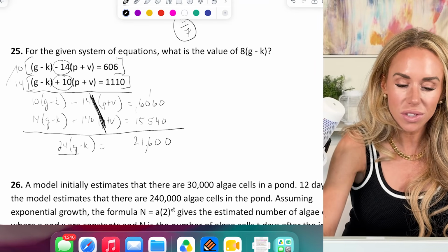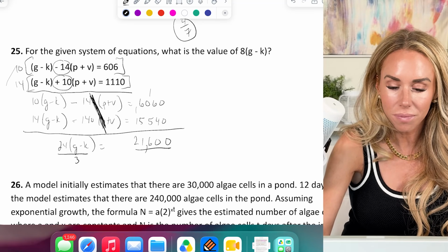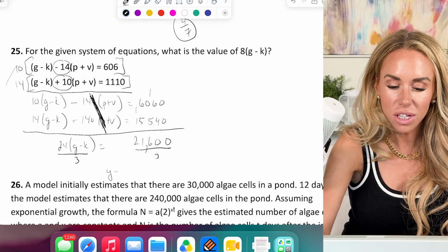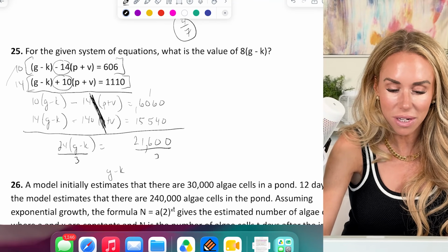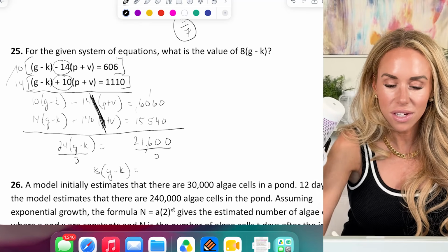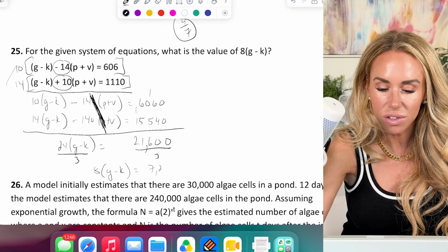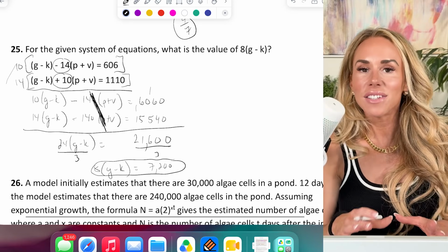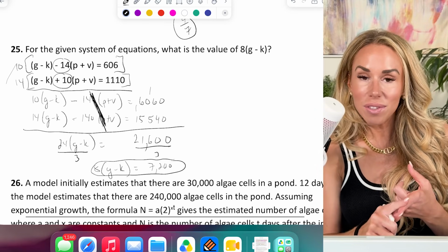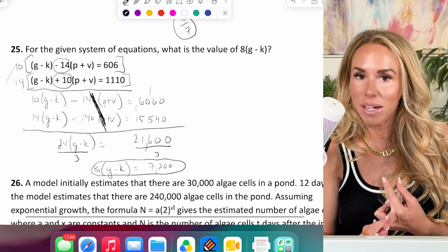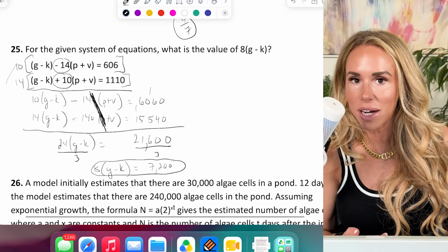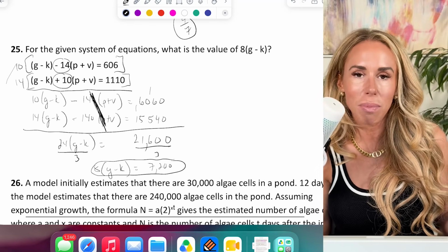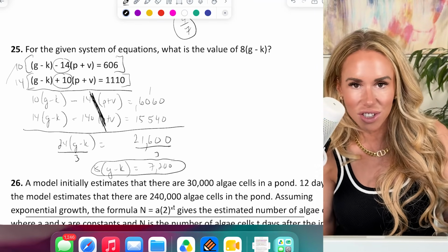So what I'm going to do is divide both sides by 3. So 8g minus k is going to equal 7,200. Boom. This is how you save time, use the elimination method, and get how many they want. Don't solve for g minus k, because then you have to backtrack and multiply it by 8. So just get there right away.